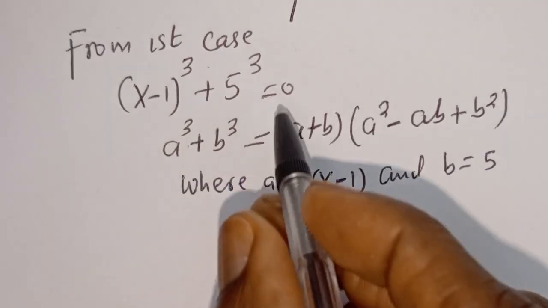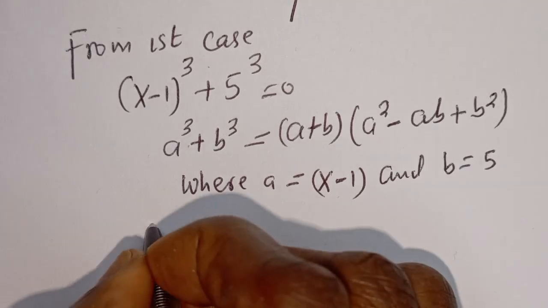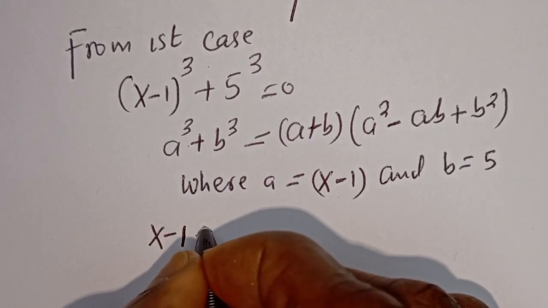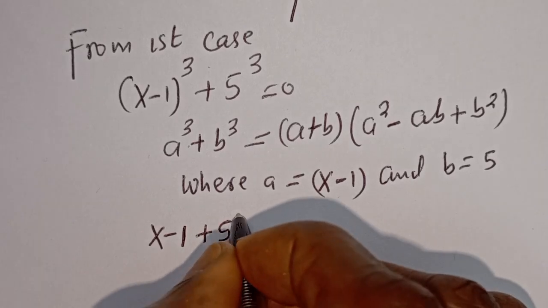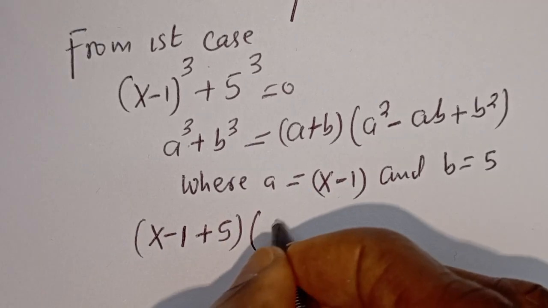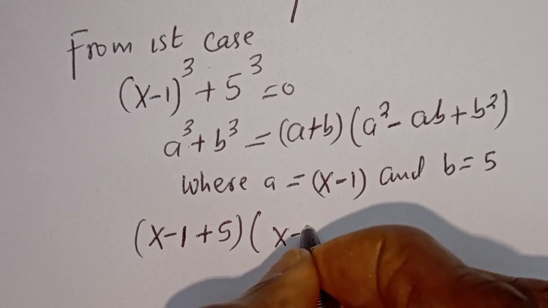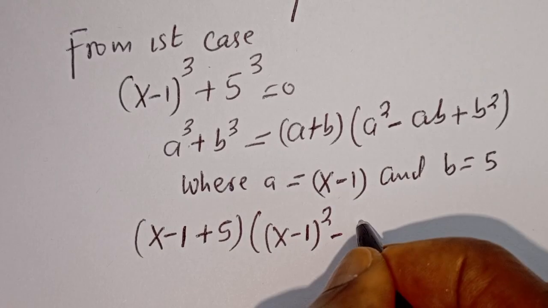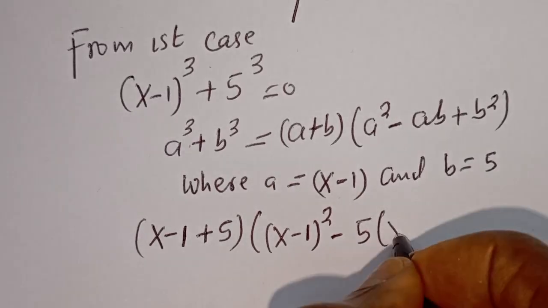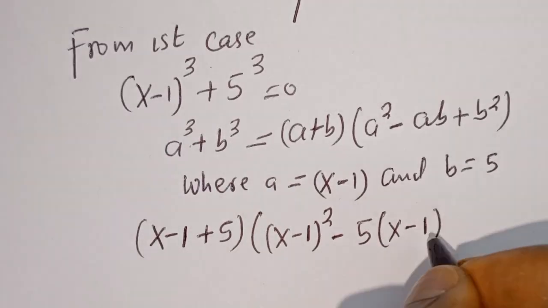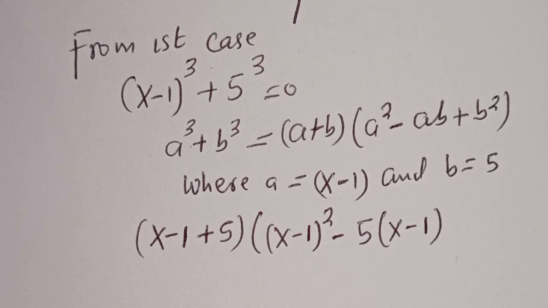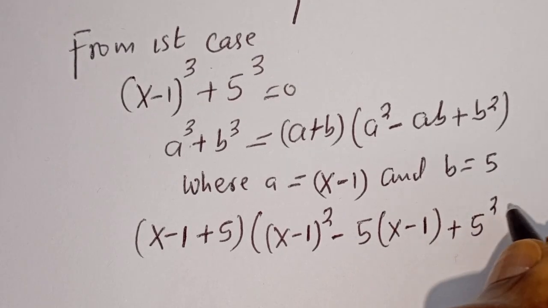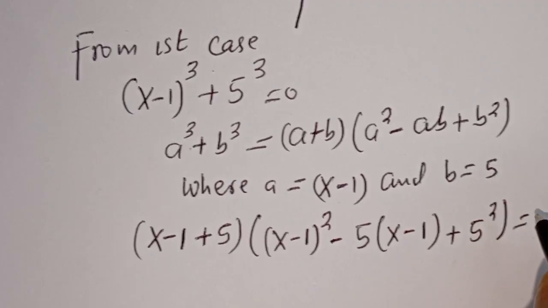So this can be written as (x minus 1 plus 5)((x minus 1) squared minus 5(x minus 1) plus b squared, that is 5 squared) is equal to 0.